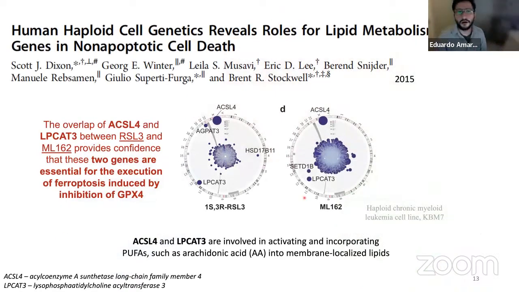So in the case of lipid metabolism, Dixon in 2015 decided to look at the gene profiling of cells that were stimulated with compounds known to induce ferroptosis, in this case RSL3 and ML162. Both basically inhibit GPX4. And he found that ACSL4 and LPCAT3 are both similarly expressed in those two different conditions. Because of that, they suggest in this paper these two genes as essential for the execution of ferroptosis induced by the inhibition of GPX4. They are important because both genes are involved in activating and incorporating polyunsaturated fatty acids into membrane lipids.